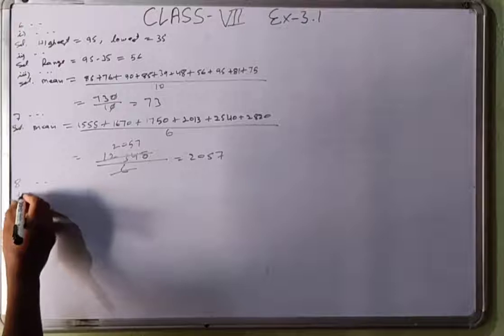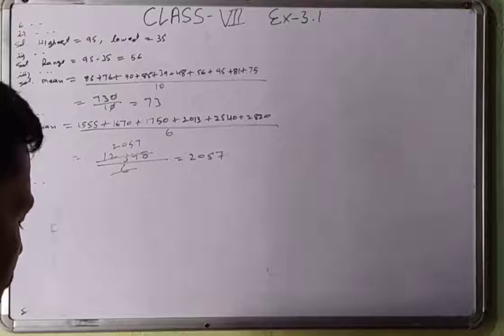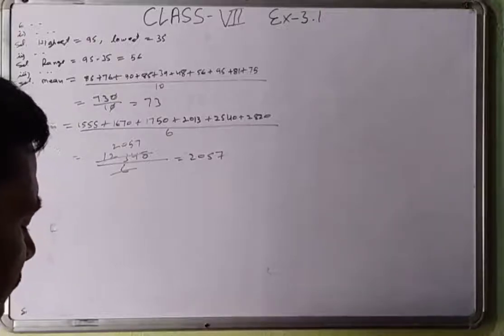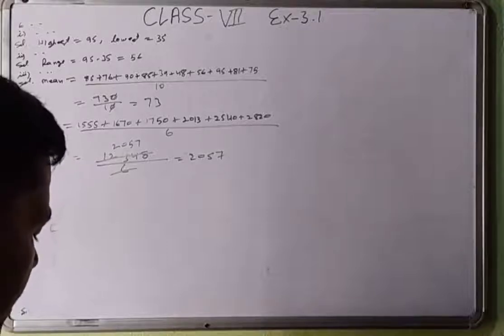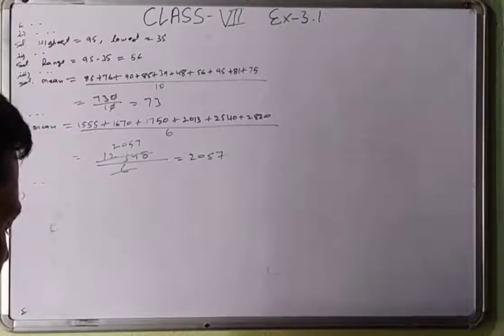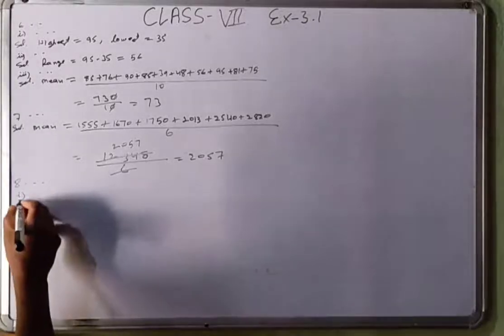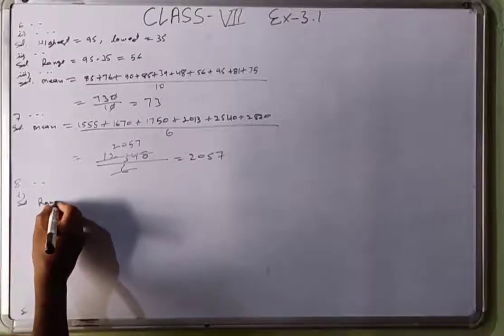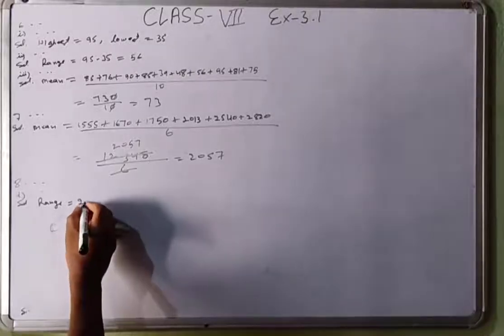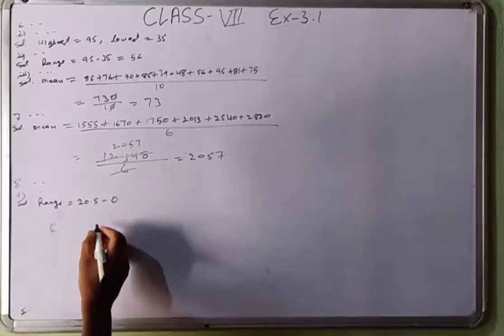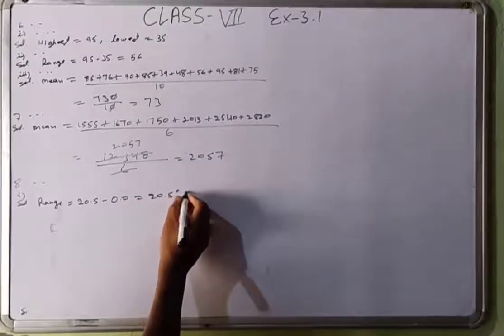Question number 8, first part. The rainfall in millimeters in a city on 7 days of a certain week was recorded as follows. The table is given. Find the range of the rainfall in the above data. Range is equal to highest 20.5, lowest is 0.0. So that is 20.5.